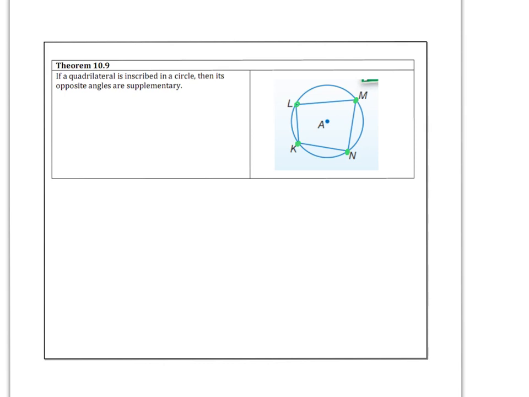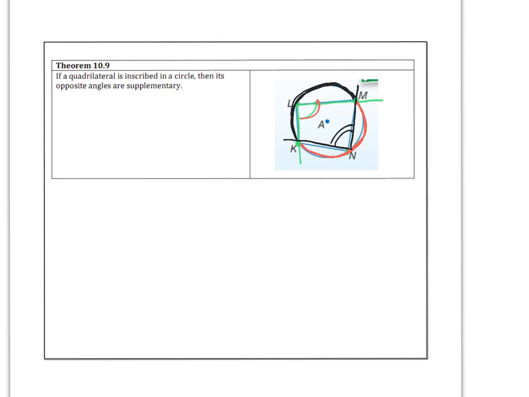Let's think about angles L and N. They would be opposite angles. They're not right next to each other. They're not adjacent. So angle L is right here. Notice angle L opens up to this arc. So whatever that arc is, angle L is half of it. Well, now think about angle N. Angle N opens up to the rest of the circle over here. And so whatever that arc between K, L, and M is, this black arc, angle N will be half of it.